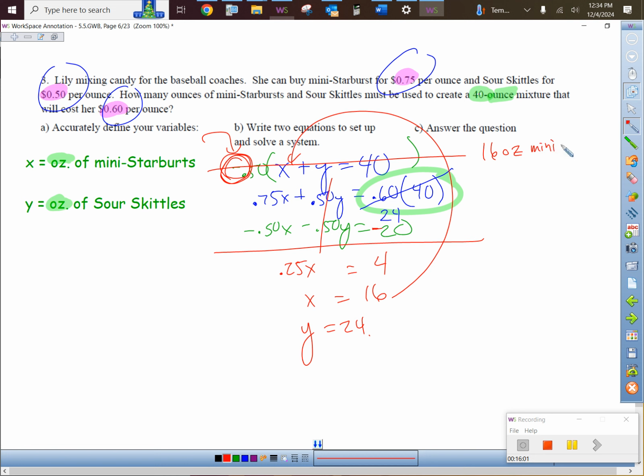The mini Starburst is important, guys, because they're the ones that don't have wrappers on them. You know what I'm talking about? Like regular Starbursts have wrappers. Don't mix those in there. You've got to peel all the wrappers off.